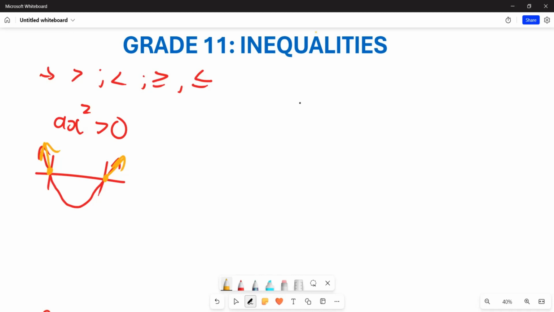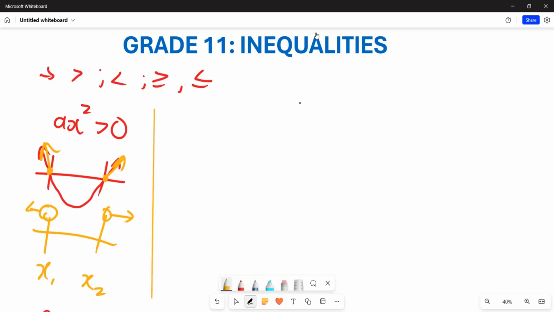Basically, if you have your a as positive and you have greater than 0, then when you draw your number line, you are going to have open circles with arrows looking in this direction. Altogether, this is going to be your first value of x, and this is going to be your second value of x. Now, let's look at another criteria.